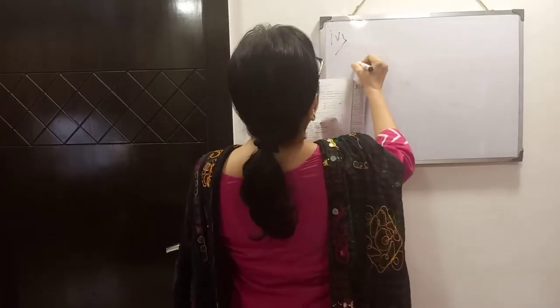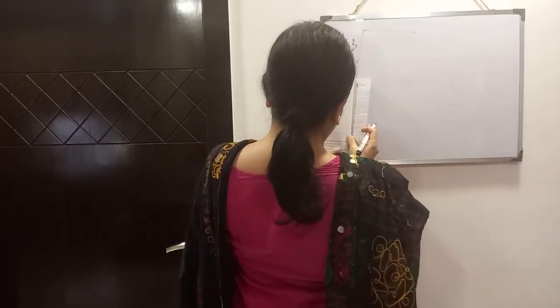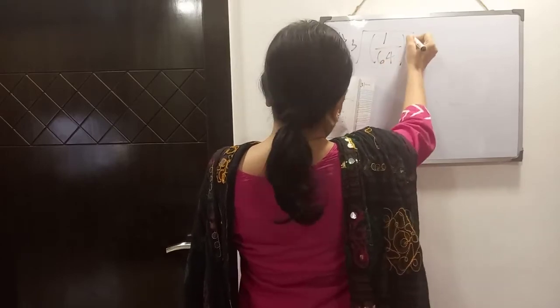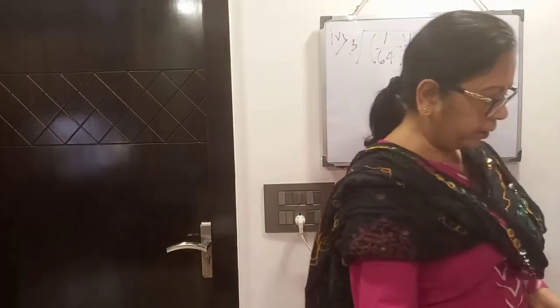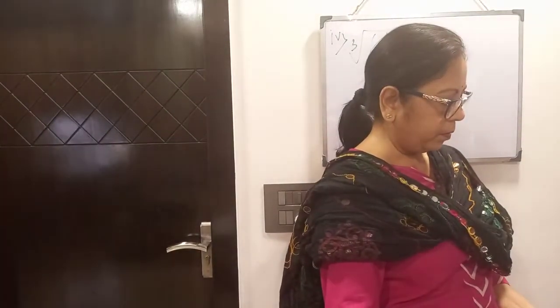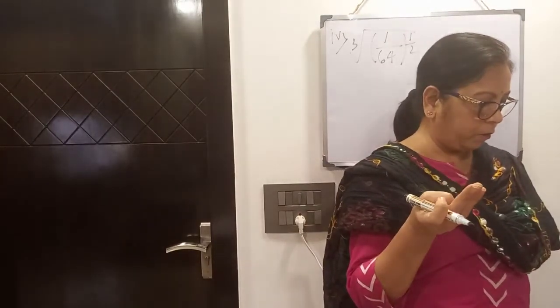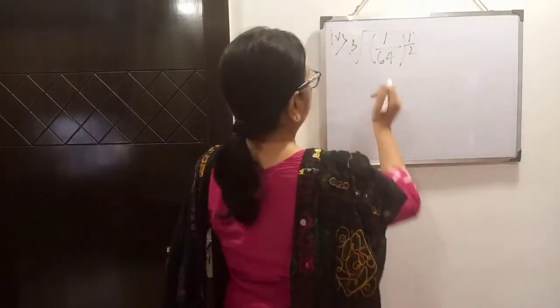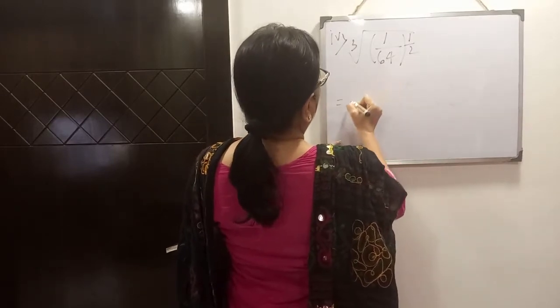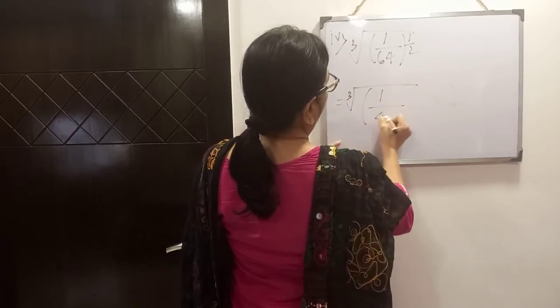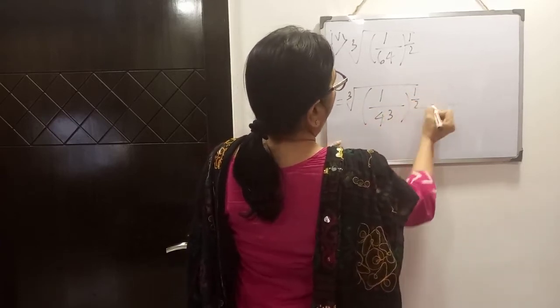Find the value of cube root of 1 by 64 to the power half. Clear? Now 64 we can write in terms of 4. 4 fours are 16 and 16 fours are 64. Okay. So first I am writing this in this form: 1 by 4 cube, the whole cube root, to the power half. Clear?